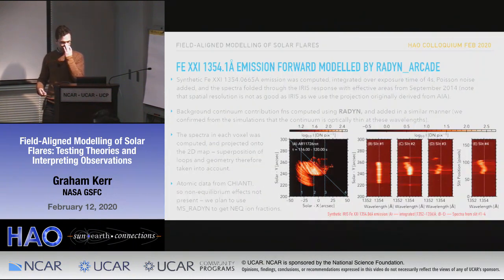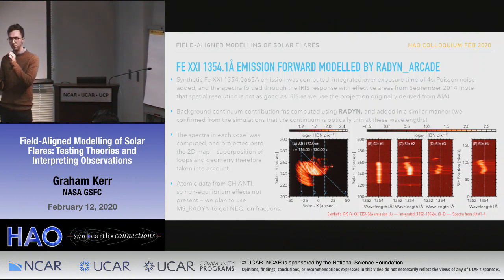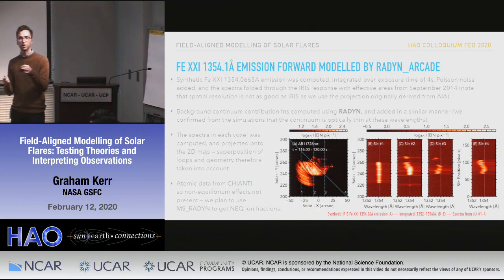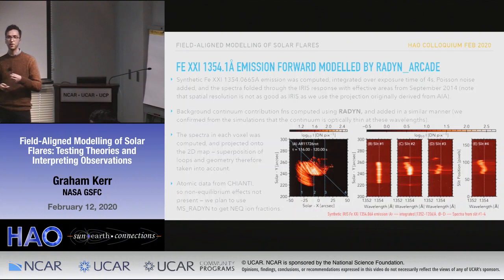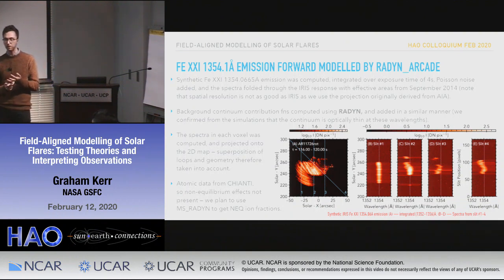And so going back to Iron 21, we used the same process that we used to get AIA. So we took our VDEMs in each voxel and projected that onto a 2D plane for each pixel. That meant that in each pixel you could have a contribution from multiple field lines, multiple loops, and you're self-consistently taking into account the superposition of loops, geometric effects, and the viewing angles.